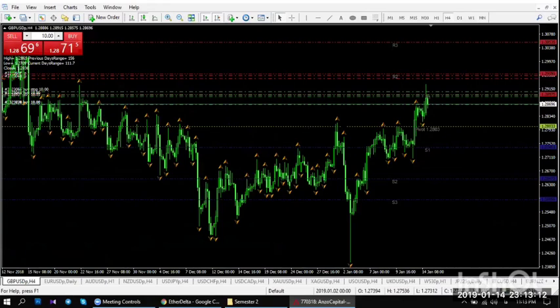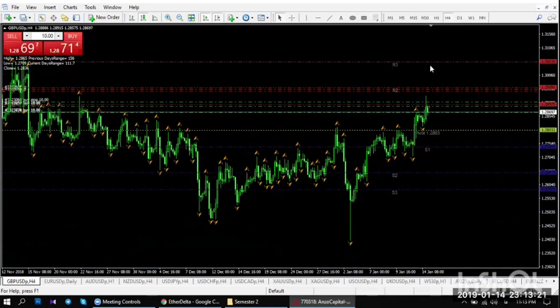So this automatically shows you the most powerful pivots in a day. So these are R1, R2, and R3 resistances.